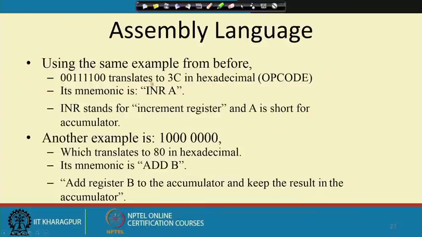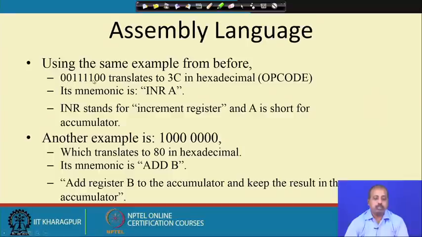If we go back to the previous example, this particular bit pattern 00111100 is 3C in hexadecimal, and its corresponding mnemonic is INR A. INR is increment register. IN is increment and R is register. So, increment register A. A is a special register that we have in 8085, which is the accumulator.